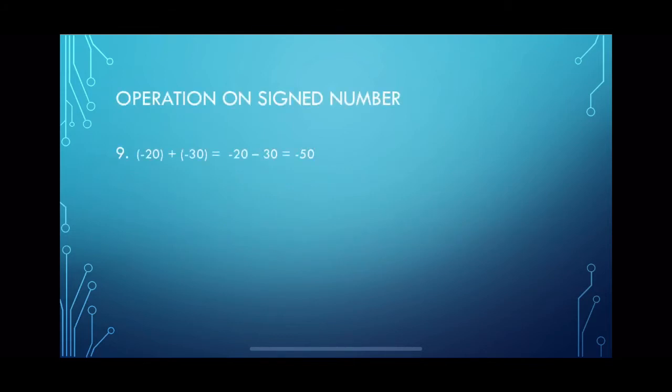For number 9, negative 20 plus negative 30, again following case 2, can also be expressed as negative 20 minus 30, which is equal to negative 50. And for number 10, negative 20 plus negative 10 is equal to negative 20 minus 10, which is equal to negative 30.